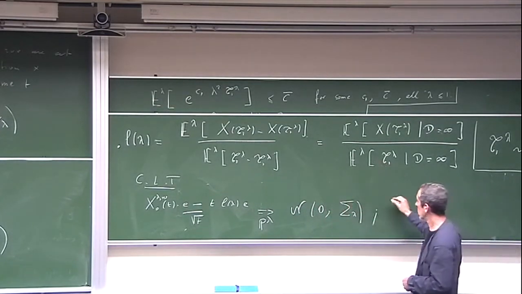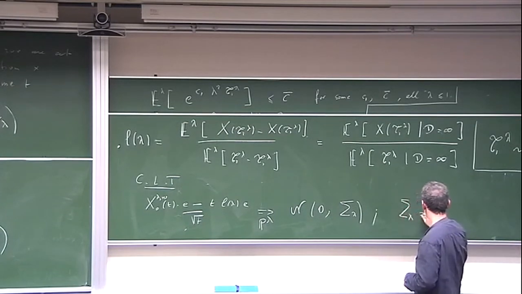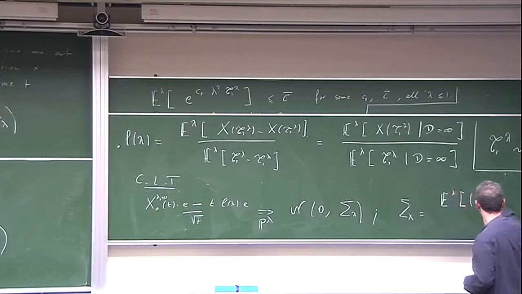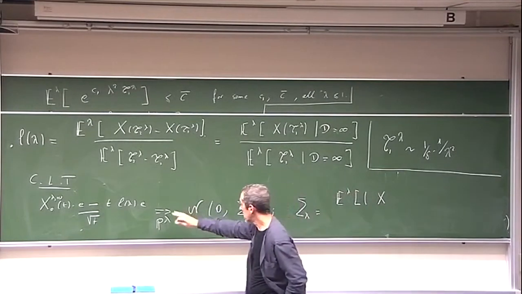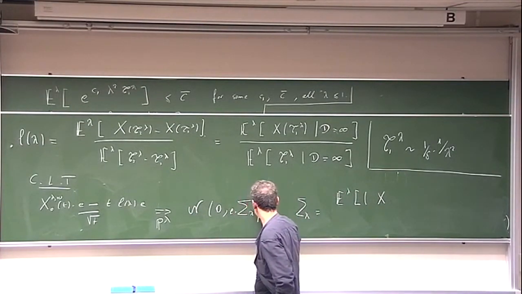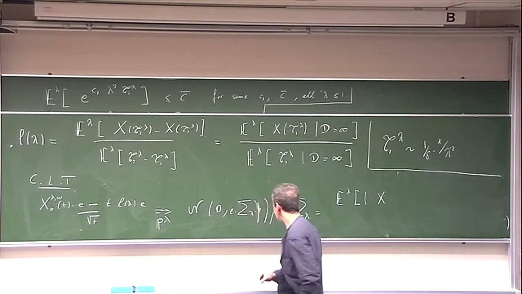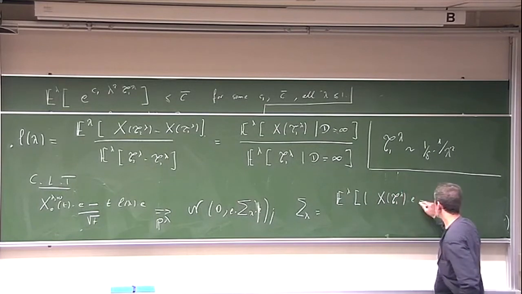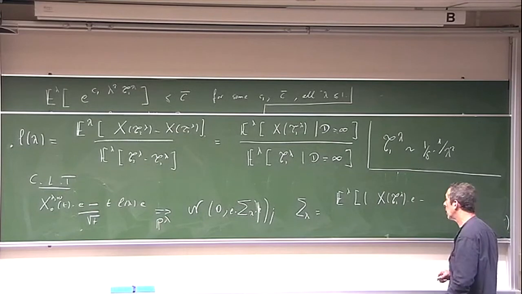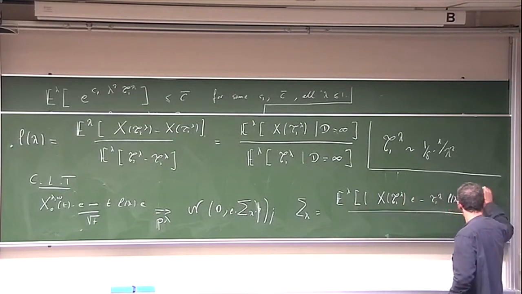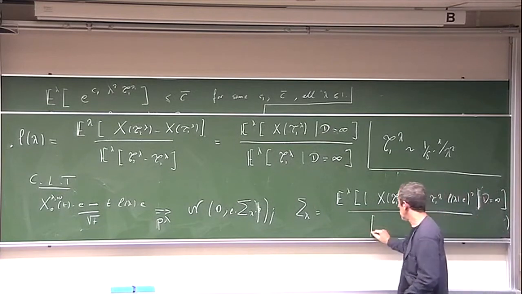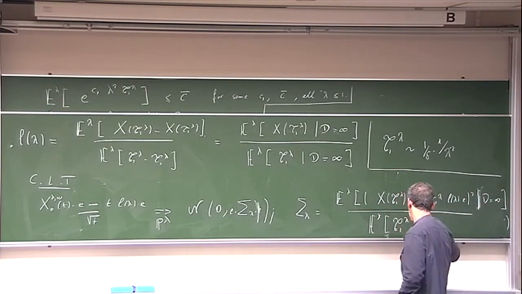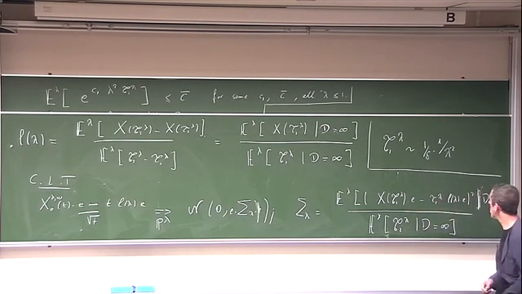And sigma lambda also has an expression in terms of regenerations. So sigma lambda is the expectation of the square of X. Sorry, if I fix the direction, then the variance will be sigma lambda evaluated in the direction E. And then I look at X at time tau_1 lambda, direction E, minus tau_1 lambda, L of lambda·E, squared, and condition on D is infinite, divided by the mean time, the expectation of tau_1 lambda conditioned on D is infinite. I think this is correct.